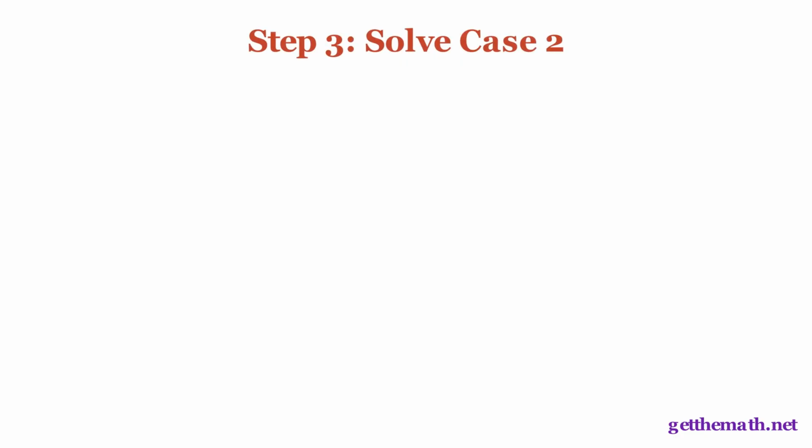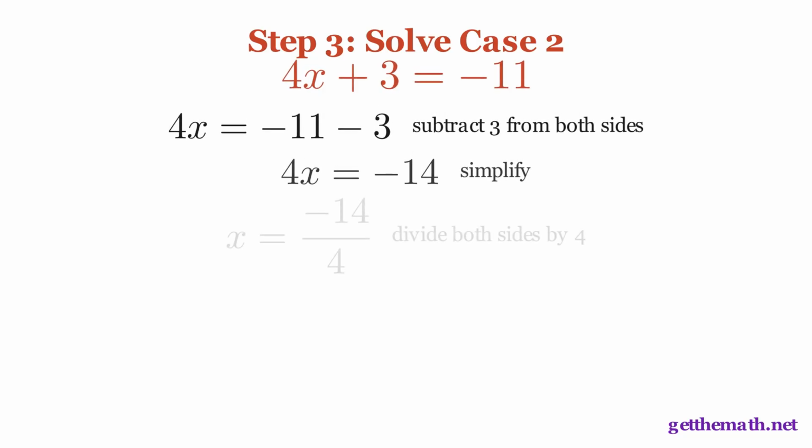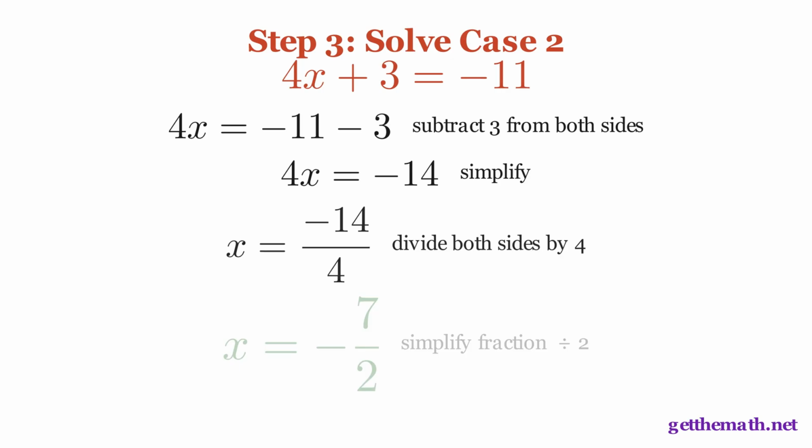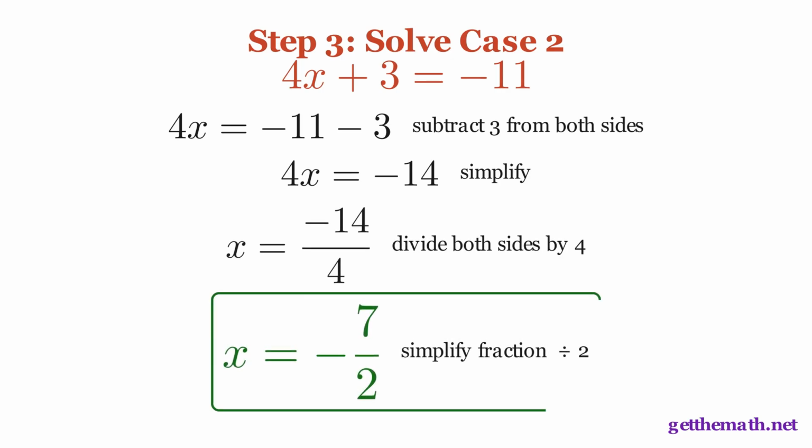Step 3, solve case 2. We have 4x plus 3 equals negative 11. Subtract 3 from both sides. 4x equals negative 11 minus 3, which is negative 14. Divide both sides by 4. X equals negative 14 divided by 4.